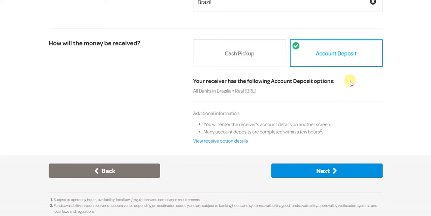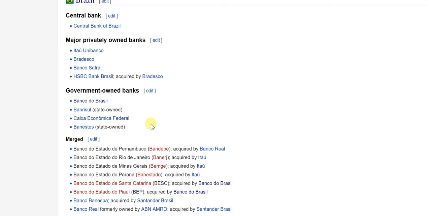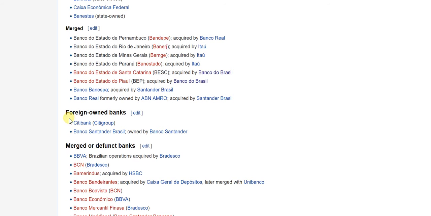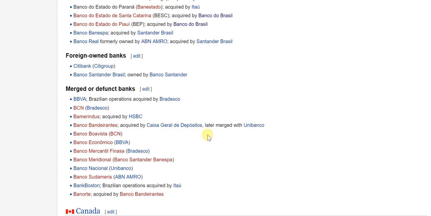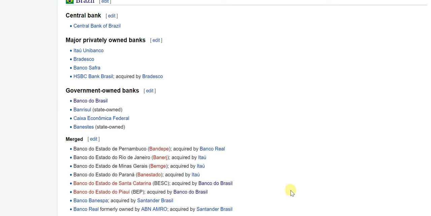Your receiver has the following account deposit options where all banks in Brazilian real. So it doesn't matter which bank. Let's look at the various banks. In Brazil, you've got the Central Bank of Brazil. You've got these major privately owned banks. You've got government owned banks like these. You've got these banks which have merged with other banks. There are these foreign-owned banks as well, such as Citibank or Banco Santander, and there are these merged or defunct banks. They don't matter. So whether it's any of these banks, you will easily be able to receive money there.